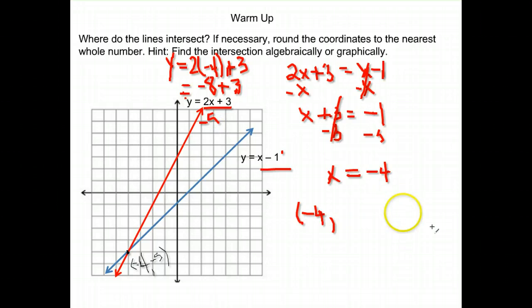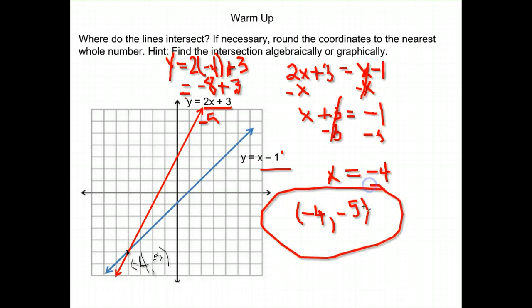So I was correct on the grid. It's at the point -4, -5. That is where the two lines intersect. Notice if I had put -4 into this one instead, I still would have got -5. -4 minus 1 is -5.